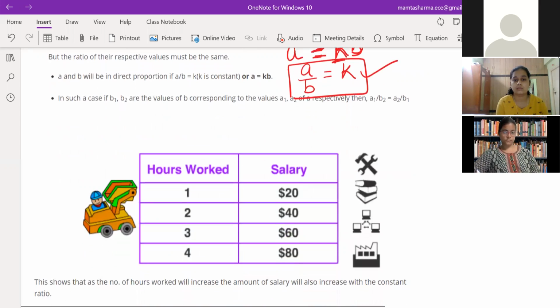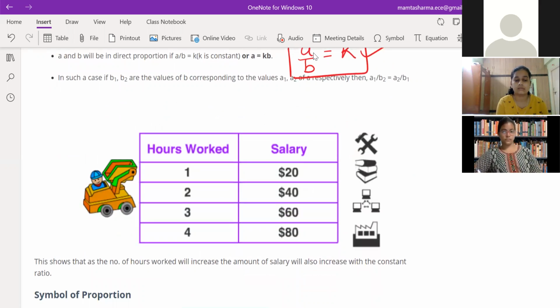Let's take a few examples. If someone is working on an hourly basis salary, and for 1 hour he gets $20, for 2 hours he will get $40. For 3 hours he will get $60. For 4 hours he will get $80. Can you see that for every hour there is an increment of $20?